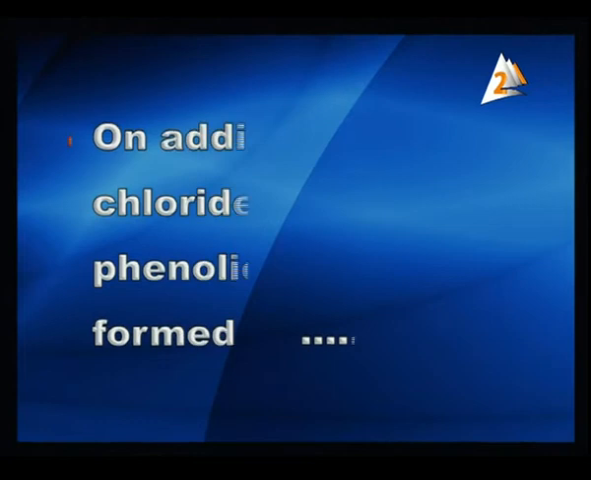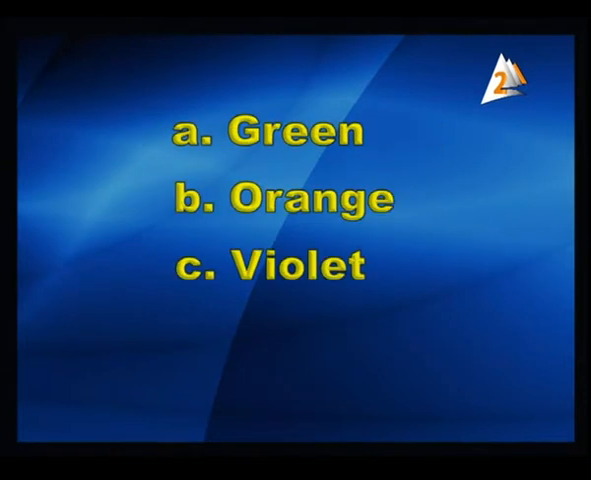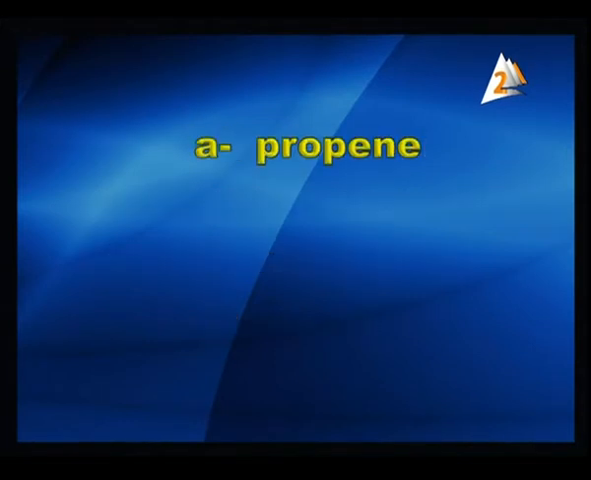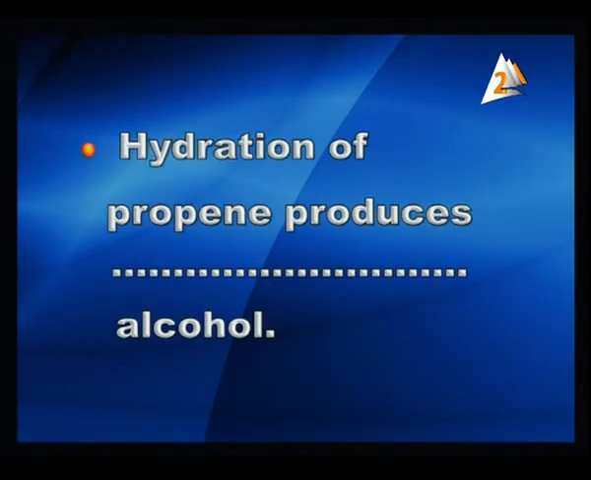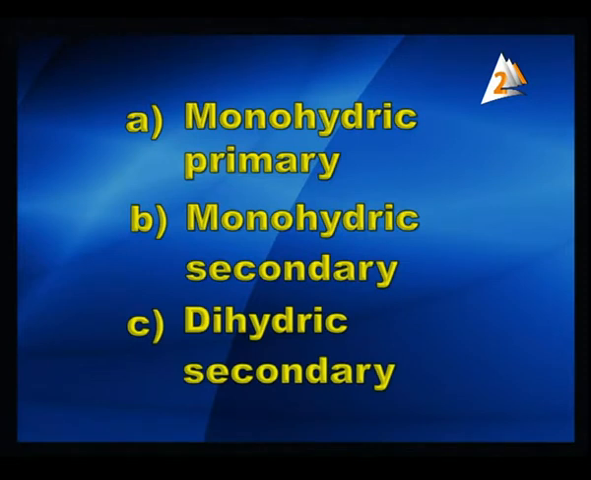Next question. On adding iron 3 chloride solution to phenolic water, the color formed is what? Is it green, orange, violet, red? Yes, the answer will be violet. Next question. The only alkene which produces primary alcohol by hydration is what? Propene, ethene, butene, pentene. Yes, the answer will be ethene. Next one. The hydration of propene produces what kind of alcohol? Is it monohydric primary, monohydric secondary, dihydric secondary? Yes, the answer will be monohydric secondary.